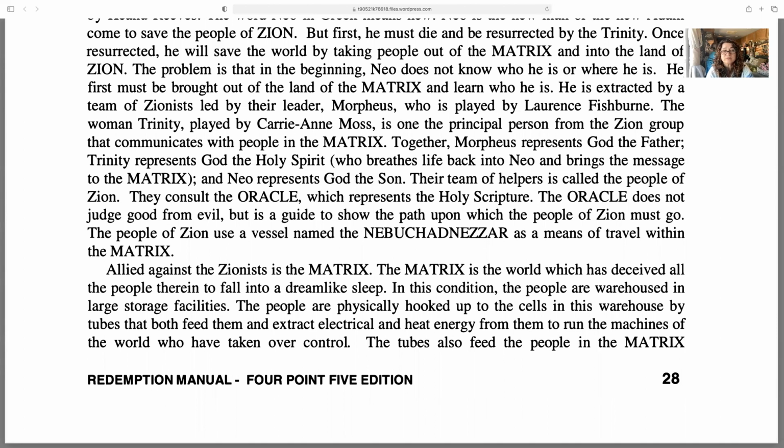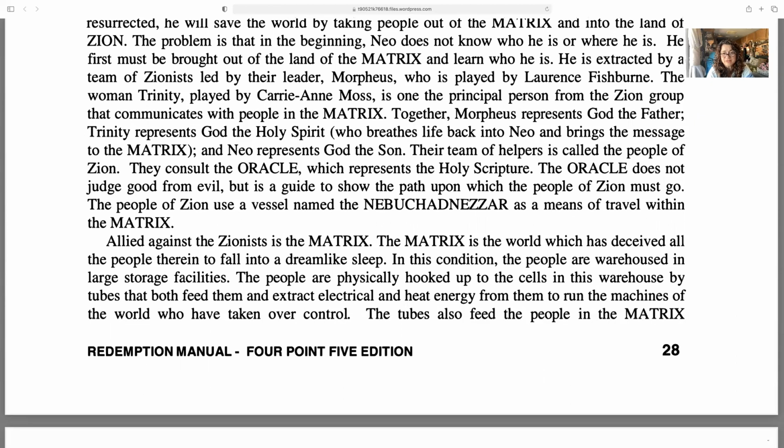The Oracle does not judge good from evil, but is a guide to show the path upon which the people of Zion must go. The people of Zion use a vessel named the Nebuchadnezzar as a means of travel within the Matrix. That was like a king, Nebuchadnezzar.